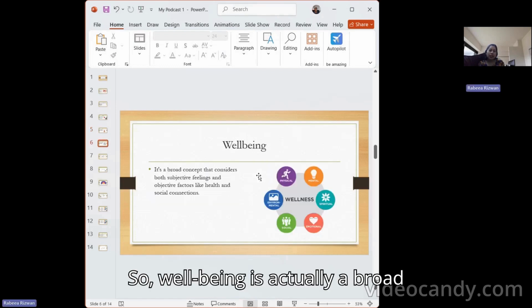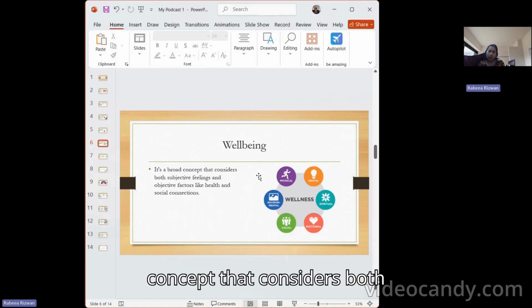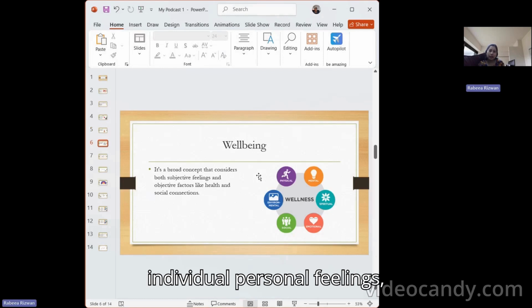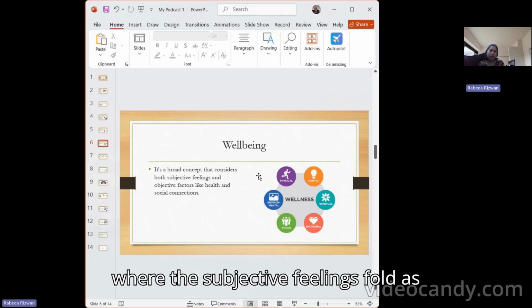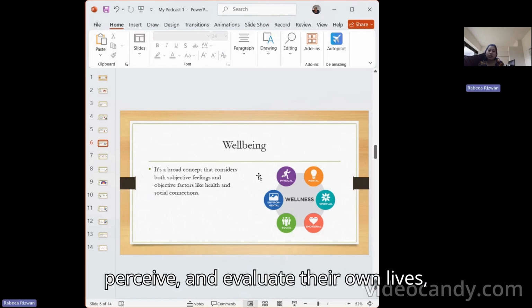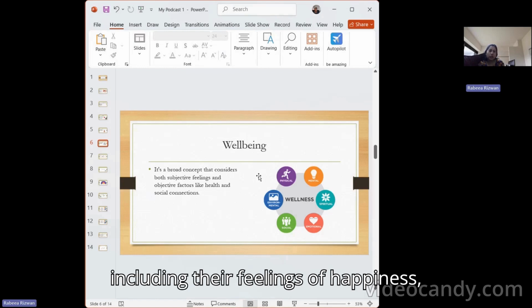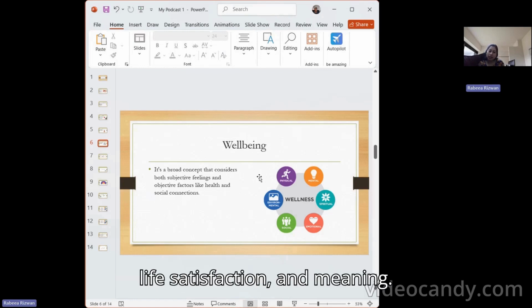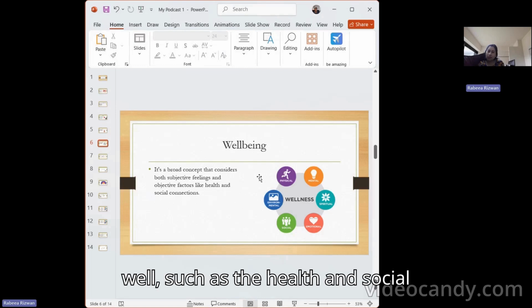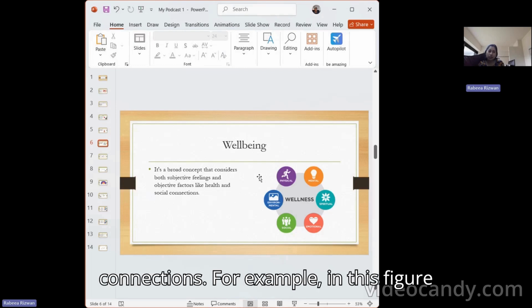Well-being is a broad concept that considers subjective feelings, the purely individual personal feelings, that is, how individuals feel, perceive, and evaluate their own lives, including their feelings of happiness, life satisfaction, and meaning. However, it also relates to objective factors, such as health and social connections.